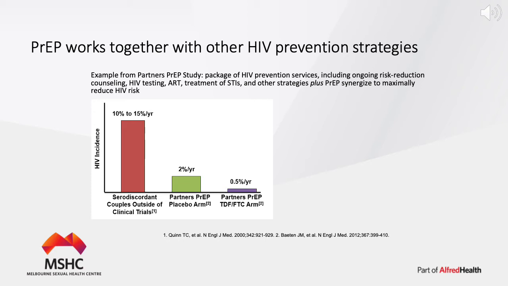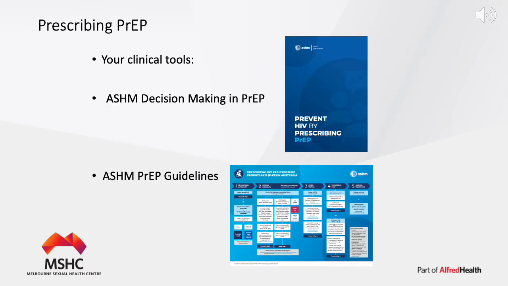And you can see from this graph how easily this can be achieved if used with other HIV prevention strategies. When we say that U equals U, we imply that if someone has an undetectable viral load, then that person is untransmissible. That means that person will not transmit HIV to his partner. So U is undetectable equals U untransmissible.